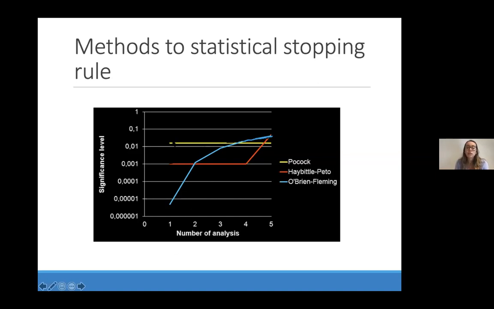You see the Pocock method more in trials that are assessing safety, for instance, because you don't want to be too rigorous with the p-value and fail to find early on that your drug is not safe. The other two methods are more used when you are assessing efficacy or futility. Okay.